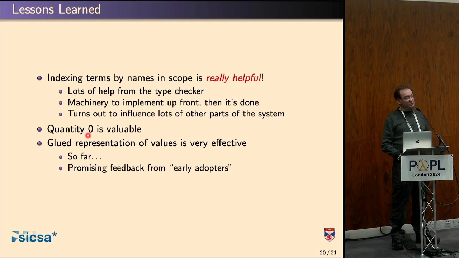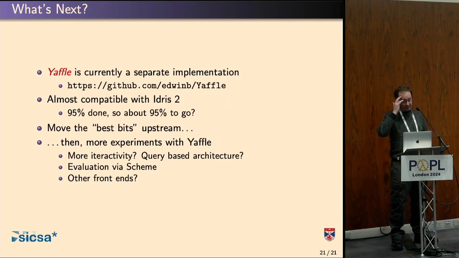Quantity 0, wonderful idea. We're based on QTT, so we've got 0, 1, and unrestricted. I think 1 is, academically, probably the most interesting quantity, but 0 is so useful. I could just have QTT with 0 and unrestricted, and I would be happy. And yeah, promising feedback from early adopters. And finally, we are almost compatible with Idris 2. 95% done, so I think there's about 95% to go.